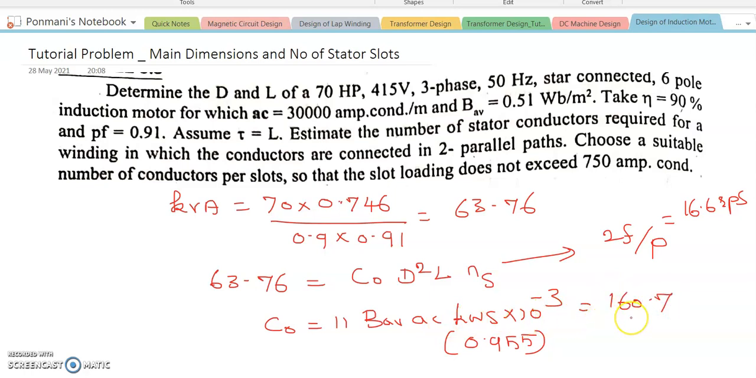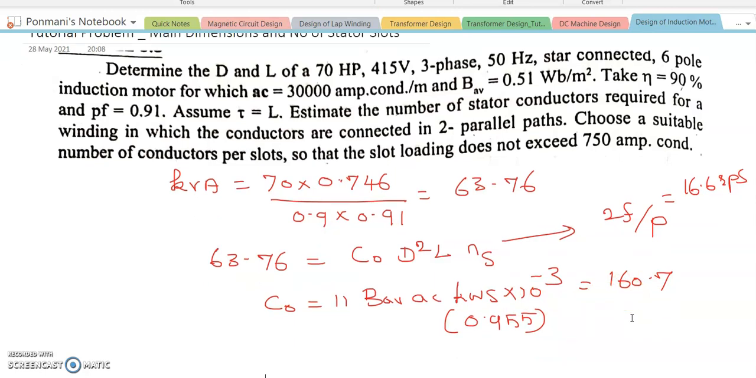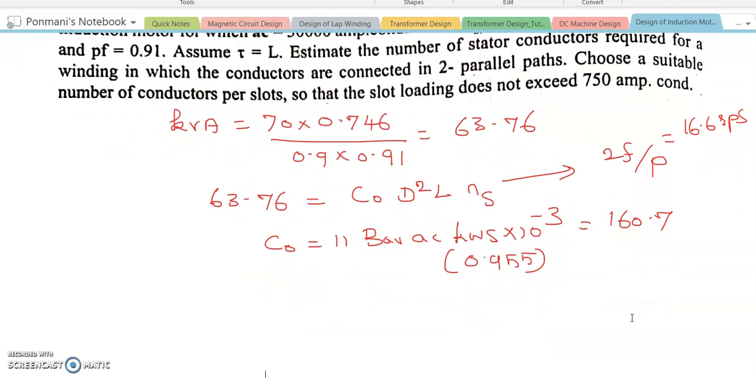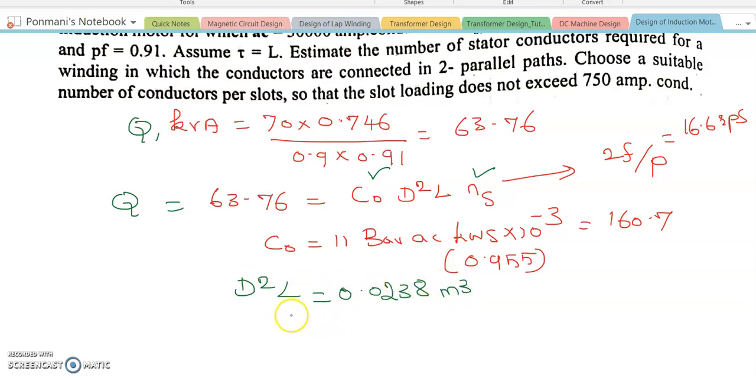160.7, and then substituting back into the output equation. Now we have calculated all, so D square L we get from this equation, because C naught is known, Ns is known, and Q is known. This is actually Q, the kVA that we have calculated. So the unknown parameter is D square L, and D square L you will get as 0.0238 meter cube.